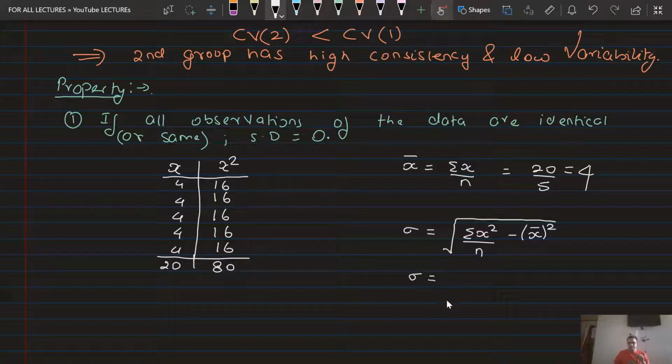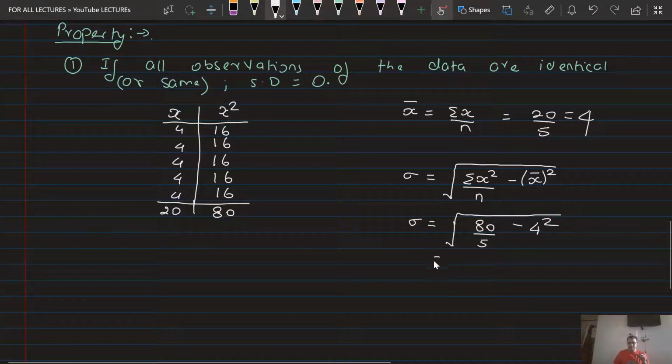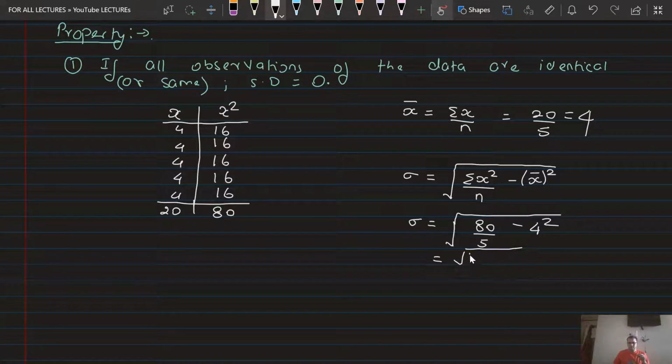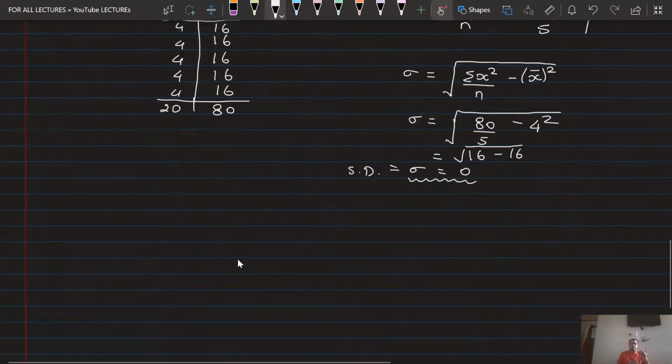According to my formula, it becomes 80 upon 5 minus 4 square. So when you divide this 80 by 5, you will get 16, as well as 4 square is 16. So what is that? 0. So sigma value has come out to be 0, which itself is your value for the standard deviation. Did you understand this? So that is your point number 1. If all the observations are identical, standard deviation is always equal to 0.